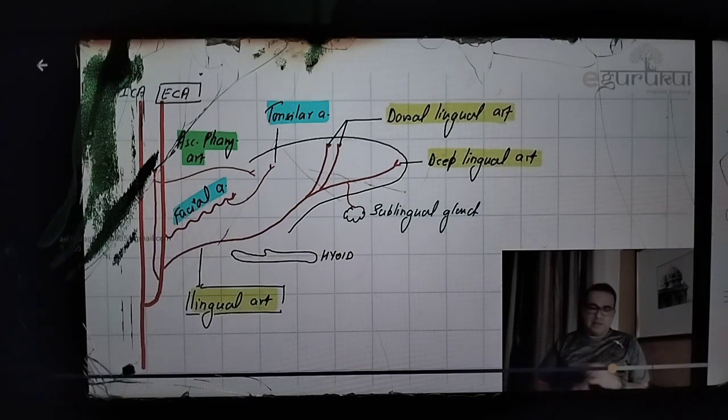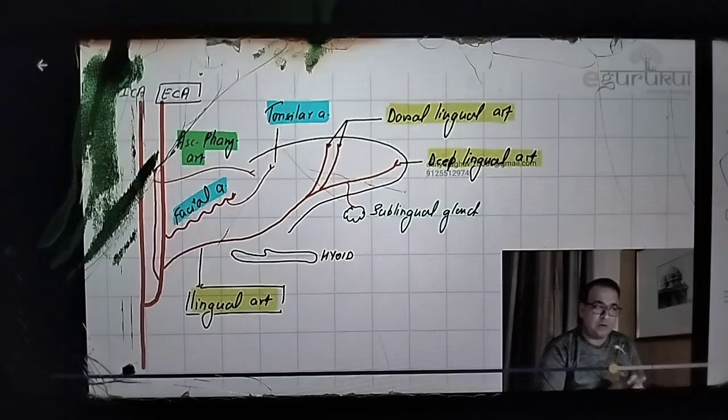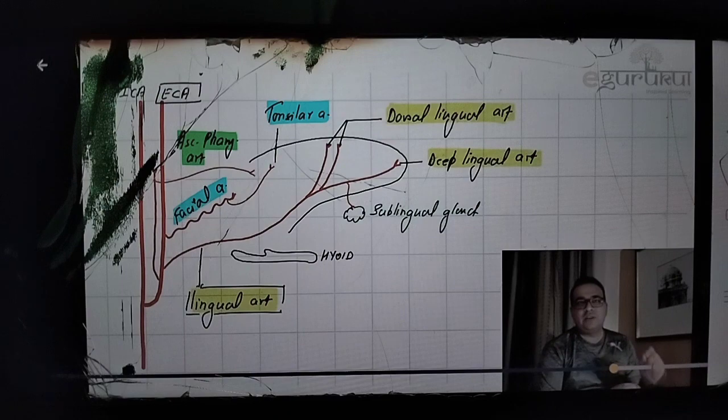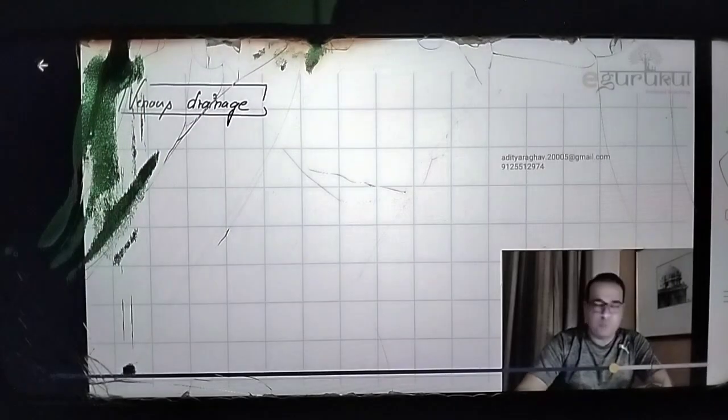So guys, if we talk about major arteries, the lingual artery is of course, undoubtedly, the main artery, and we also have a contribution from the facial and from the ascending pharyngeal artery. Which part of the facial? That is the cervical part of the facial artery, specifically the tonsillar artery. Venous drainage, guys.